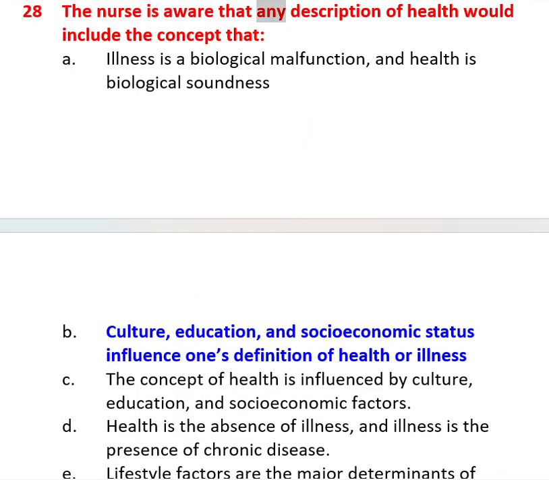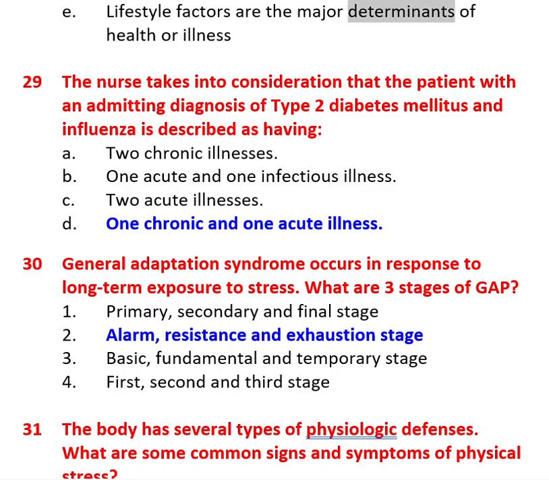28. The nurse is aware that any description of health would include the concept that: illness is a biological malfunction and health is biological soundness; culture, education, and socioeconomic status influence one's definition of health or illness; the concept of health is influenced by culture, education, and socioeconomic factors; health is the absence of illness, and illness is the presence of chronic disease; lifestyle factors are the major determinants of health or illness.